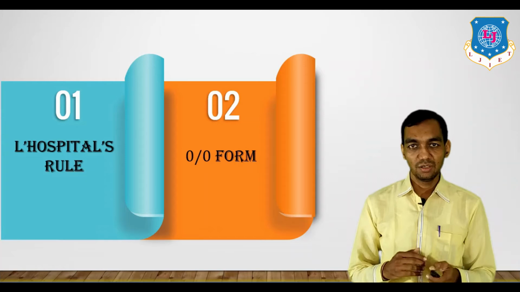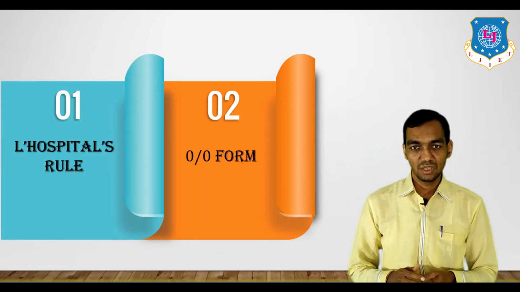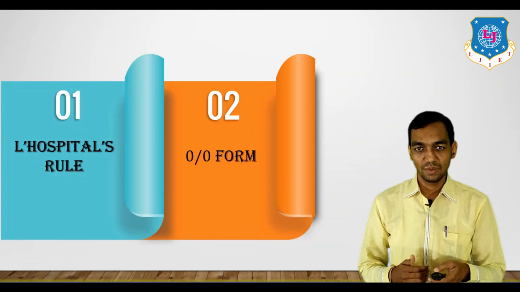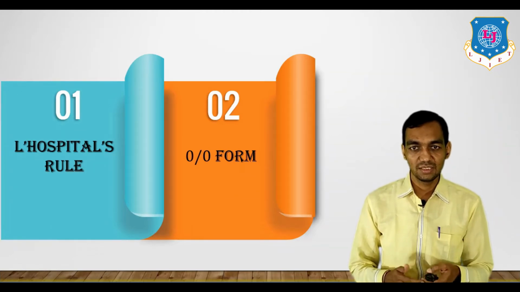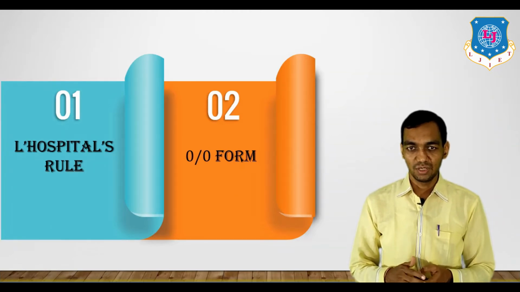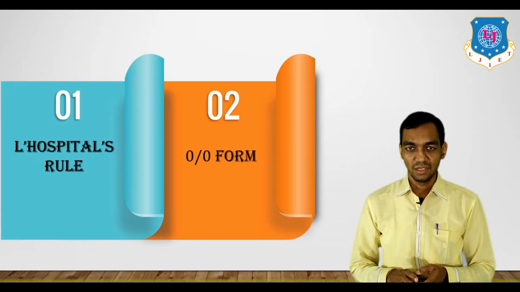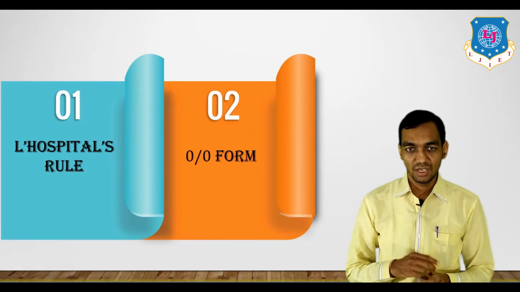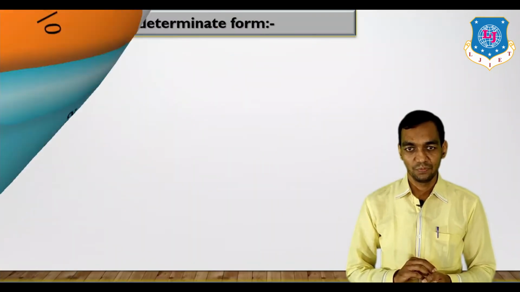What is the indeterminate form? It is where the limit exists, but it is of the form either 0 by 0 or infinity by infinity. In such a case, you cannot say what the exact value of your limit is. So such types of examples are called indeterminate forms. Now in today's session we are going to check out L'Hôpital's rule and the 0 by 0 form.